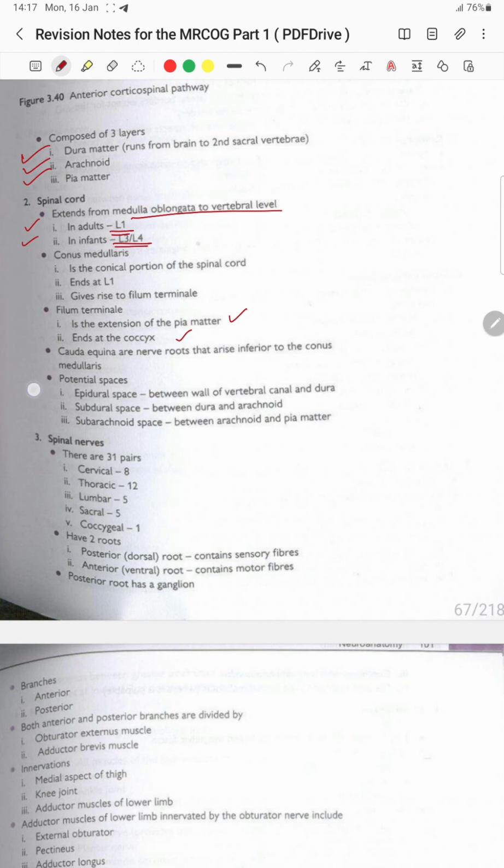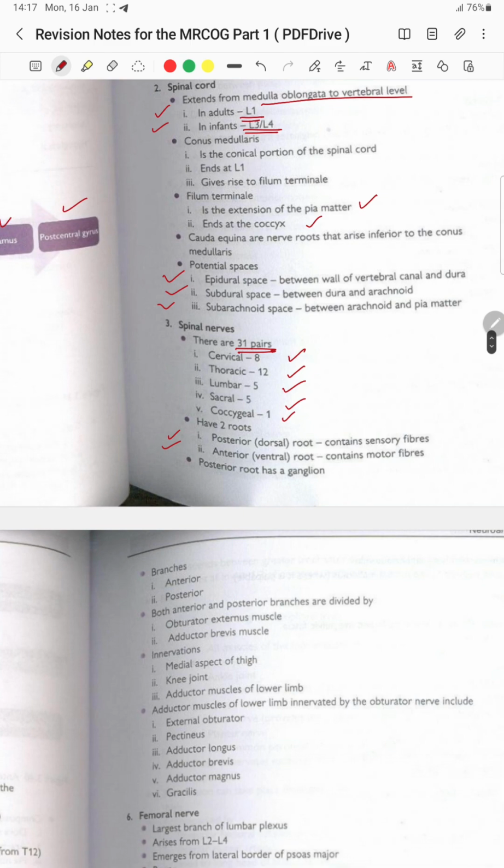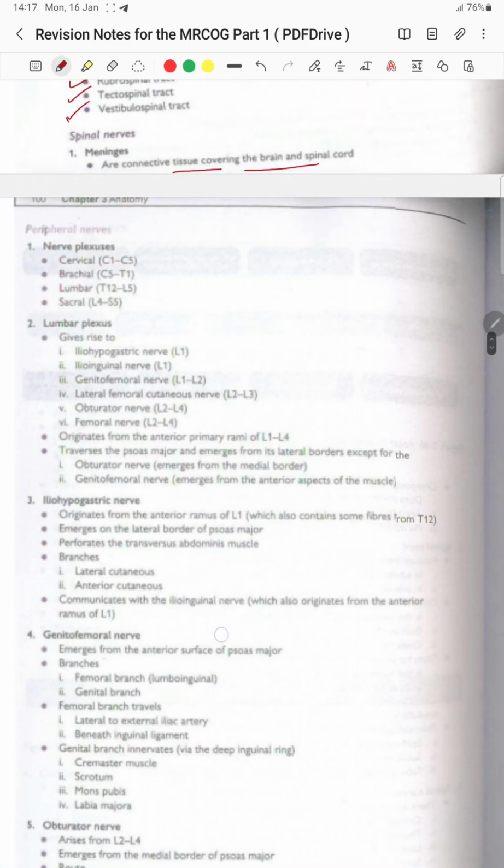The epidural space, that big dural space, it is between the walls of the vertebral canal and the dura. The subdural space is between the dura and the arachnoid, and the subarachnoid space is between the arachnoid and pia mater. The spinal nerves, there are the 31 pairs of spinal nerves. 8 are cervical, 12 thoracic, lumbar 5, and sacral 5, and coccygeal is 1. They have two roots. The posterior, the dorsal root contains the sensory fibers, and the anterior ventral root contains the motor fibers. The posterior roots, they have a ganglion.